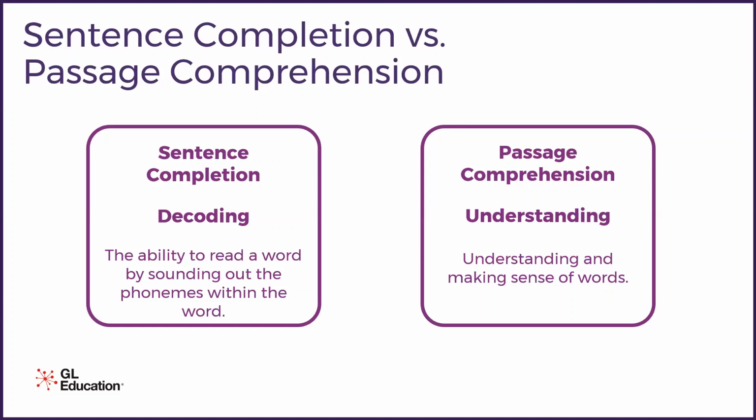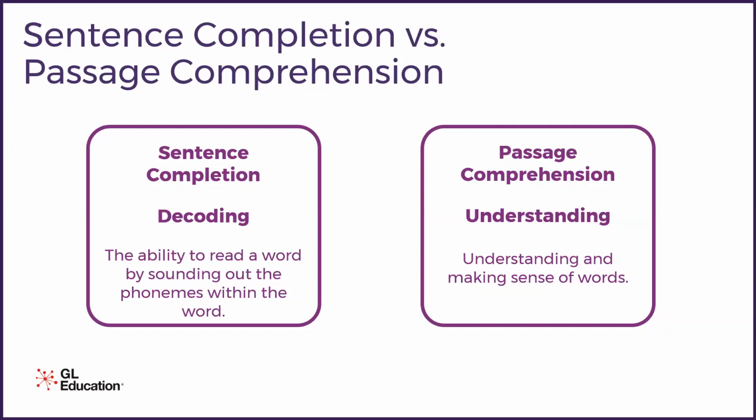The sentence completion section comes first, and this assesses a student's decoding skills, which is their ability to read a word by sounding out the phonemes within the word and contextualizing this within a sentence. This also includes some element of comprehension. If a student scores very low in this section, they will move on to the phonics tests, which I'll discuss later.